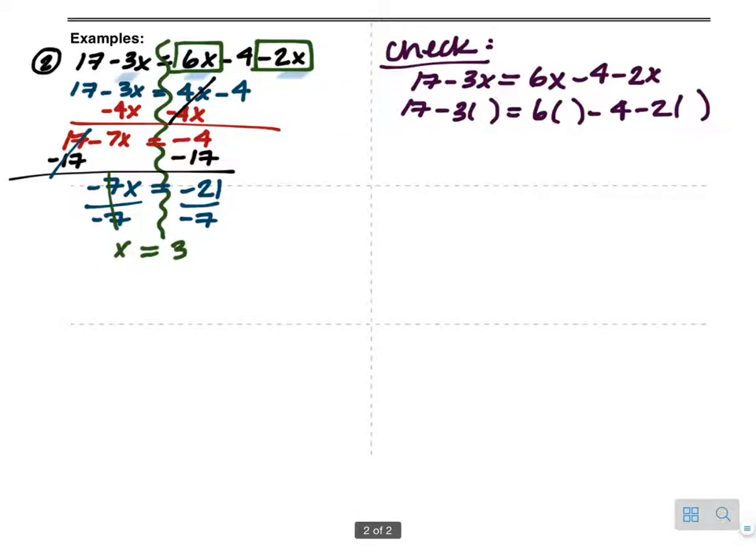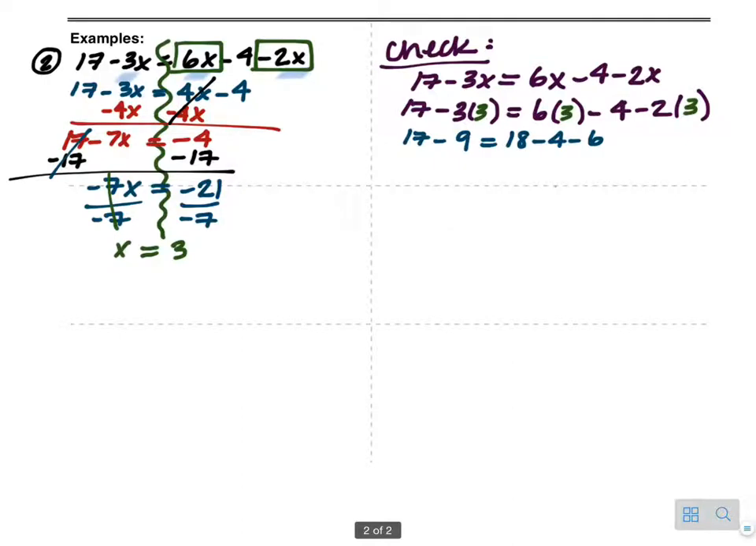Everywhere I see x, I leave parentheses involved because I'm going to place a 3 where I had an x in that original equation. So I'm going to have 17 minus 3 times 3 is equal to 6 times 3 minus 4 minus 2 times 3. This gives me 17 minus 9 is equal to 18 minus 4 minus 6.